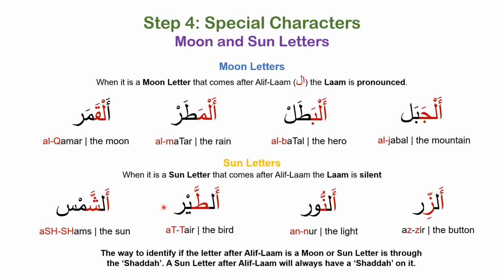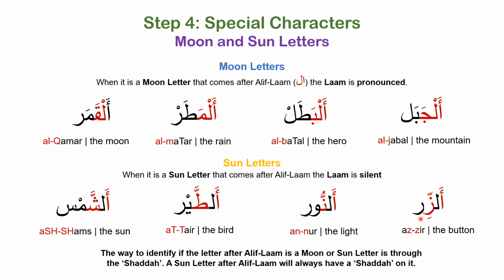So then that way you can pronounce the word that begins with alif lam correctly. Either it will be al-jabal, where you pronounce the alif lam, so the letter after alif lam is a moon letter, or the letter after alif lam is a sun letter, it has a shadda, so we skip the lam and we just say az-zir. Okay, and that is the key difference between moon letters and sun letters in words when they begin with alif lam.